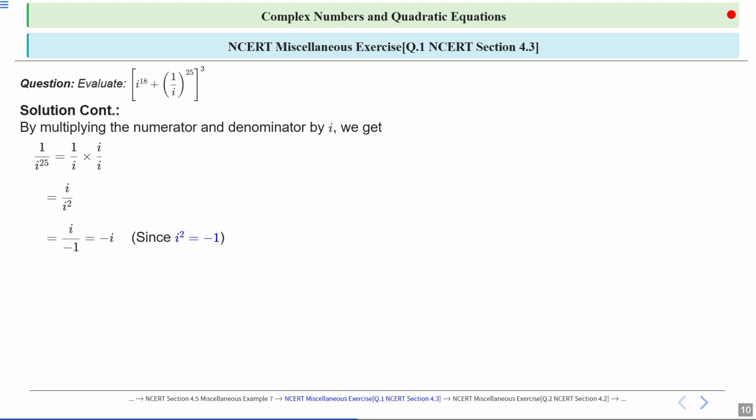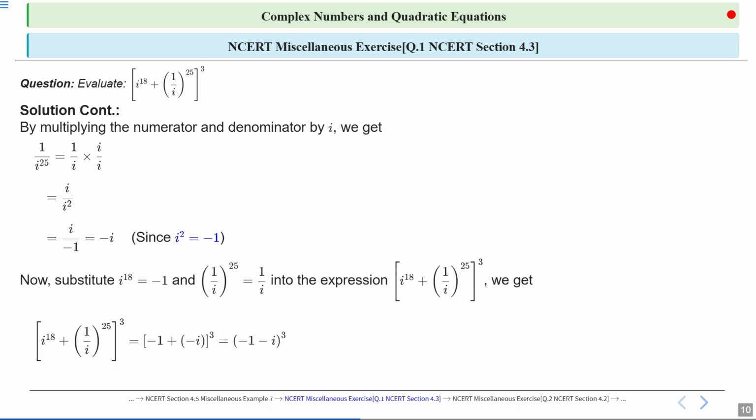So iota divided by minus 1, which is equal to minus iota, since iota square is minus 1. Now let's substitute the values we have found back into the original expression. So we know iota to the power 18 equals minus 1, and 1 divided by iota whole to the power 25 equals 1 divided by iota.